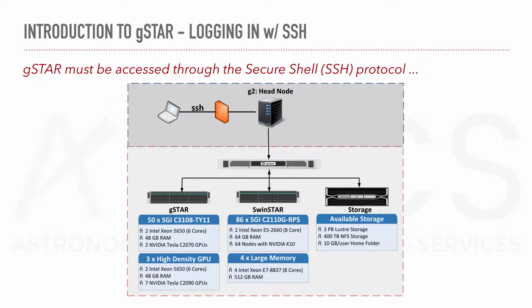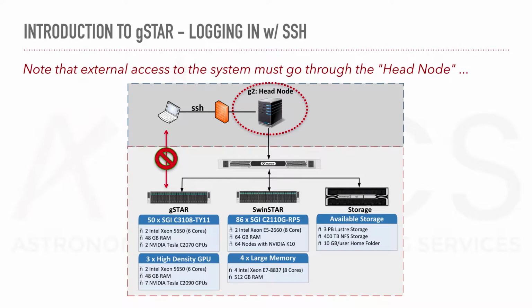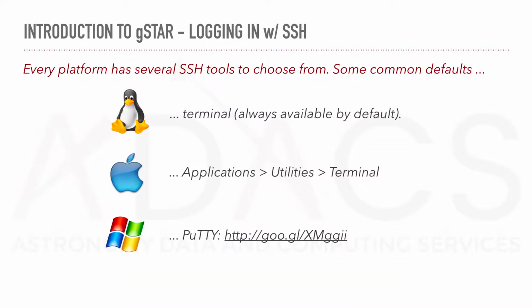As stated, gSTAR can only be accessed through its head node, as depicted here. This must be achieved using the Secure Shell Protocol, or SSH. Note that external access to the compute nodes is not possible. All access to the system must be conducted through the head node. Implementations of SSH are available on every computing platform. Listed here are 3 easily accessible options for Linux, Mac OS, and Windows.